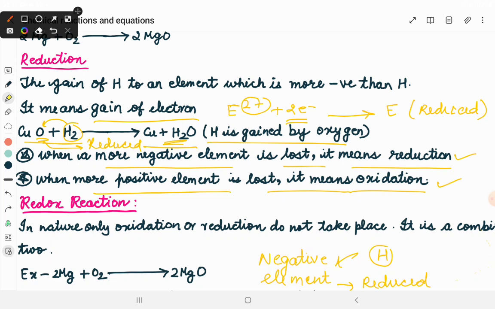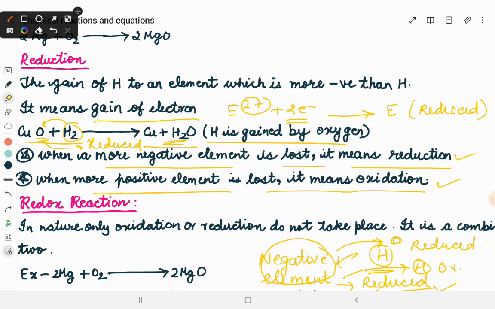Like if I say that a negative element gained hydrogen, it was reduced, but now if a negative element is losing oxygen, it is again reduced. Similarly, if a negative element is now losing hydrogen, it means it is oxidized, and if it is gaining hydrogen, I told you it is reduced.